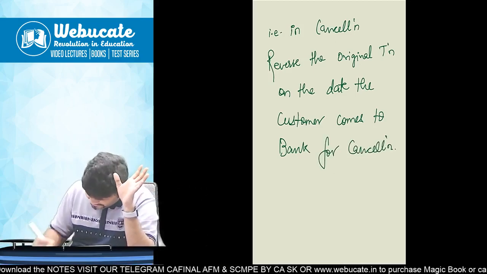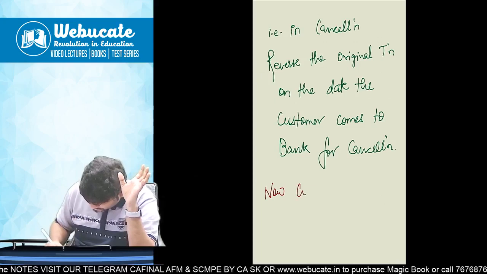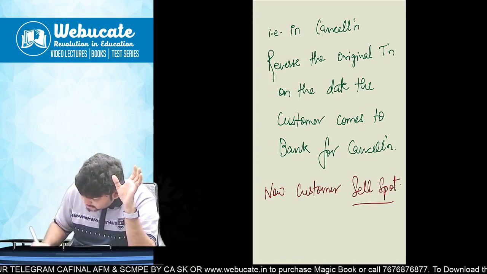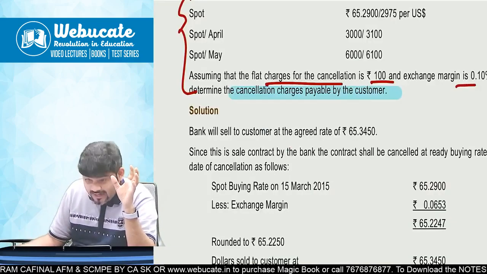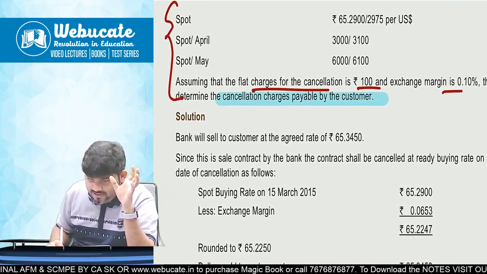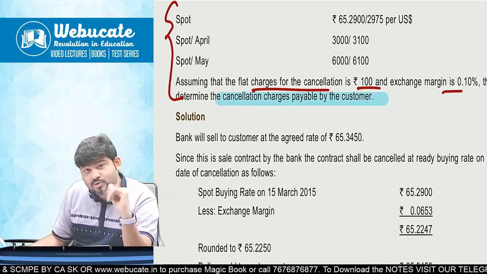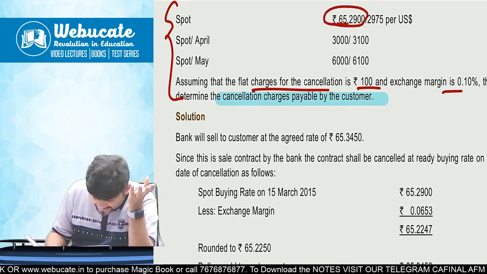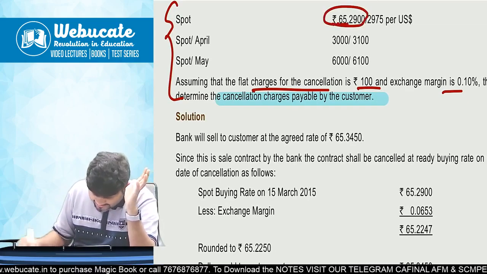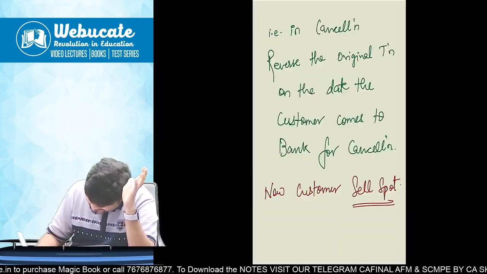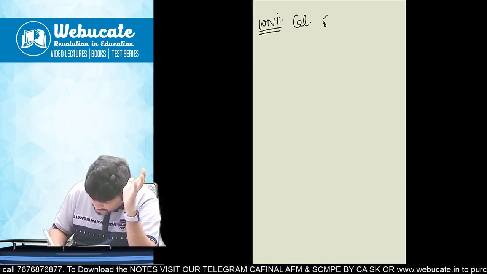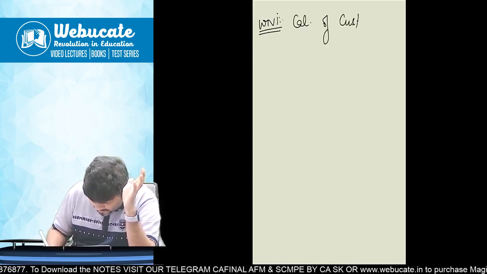So now, customer sells spot. Tell me, what is the rate? The customer is going to sell spot, and the bank is going to purchase, at the bid rate. Got it, guys? Easy peasy. Therefore, working note: calculation of customer sell spot.